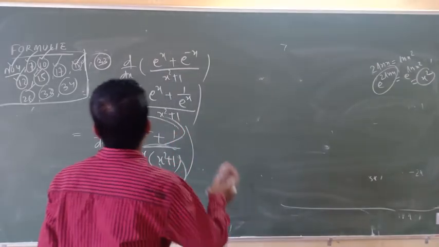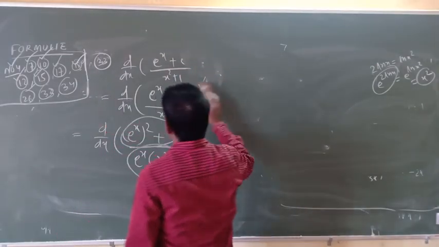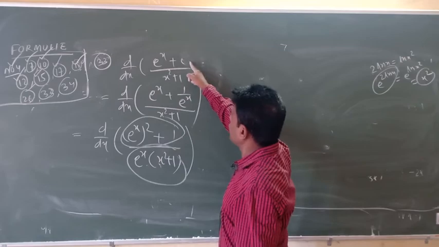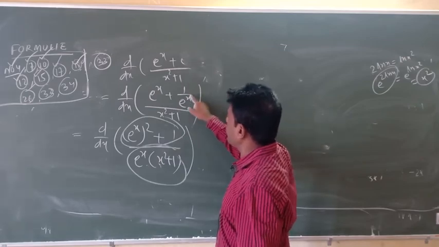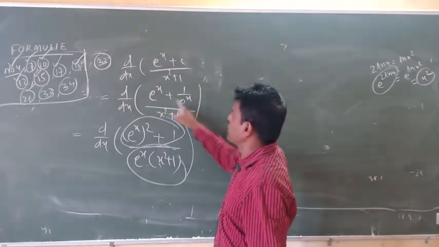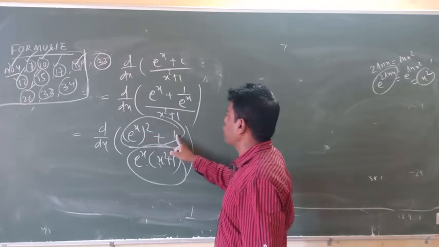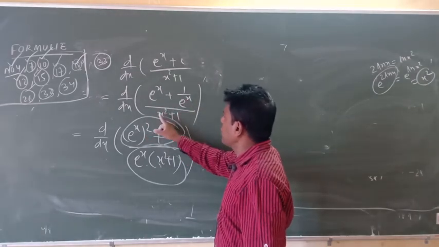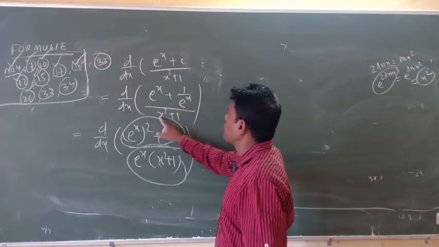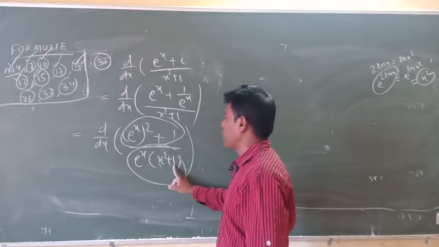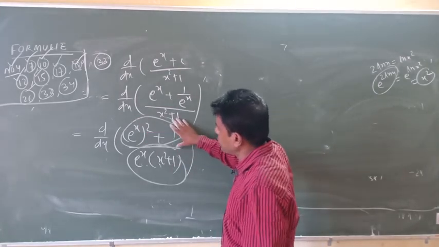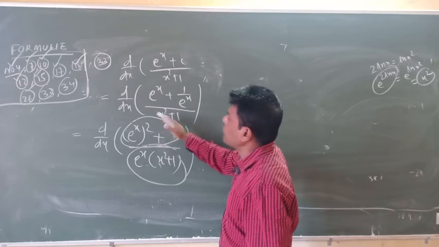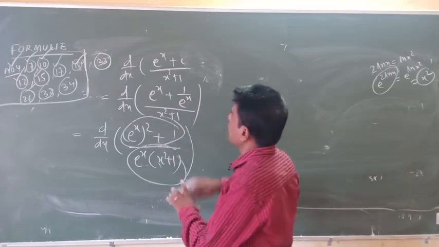In number 33, e to minus x became 1 by e to x. When multiplied, e to x into e to x is e to 2x plus 1. E to x is now on the denominator side multiplied with x square plus 1. Then that part becomes the numerator and that becomes the denominator, using the division formula of derivative.